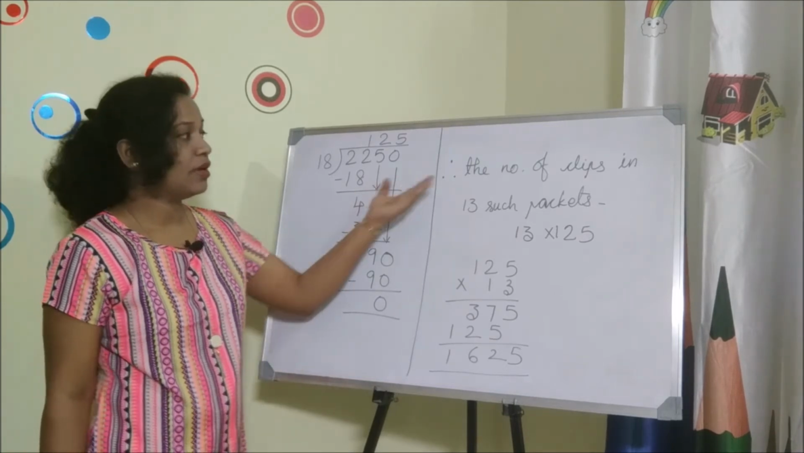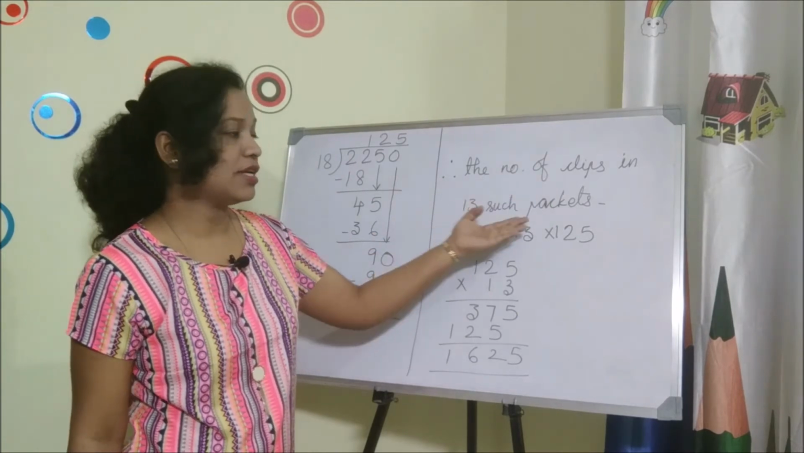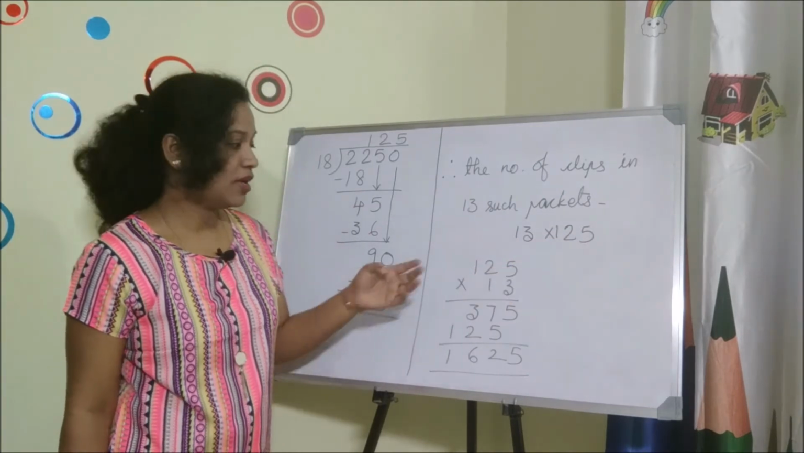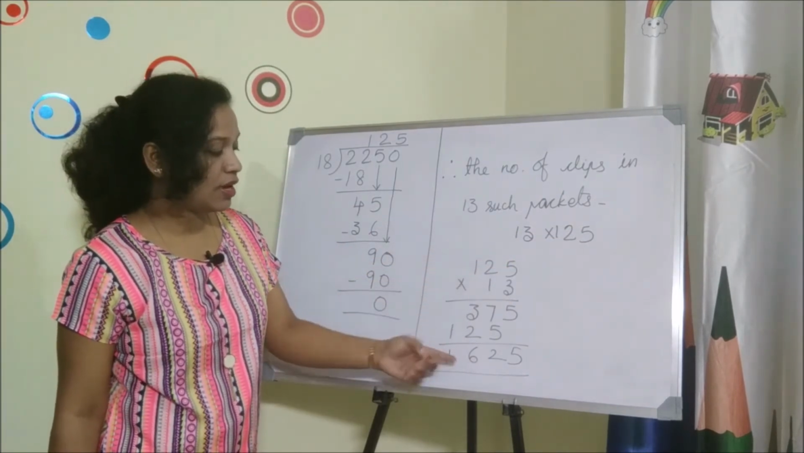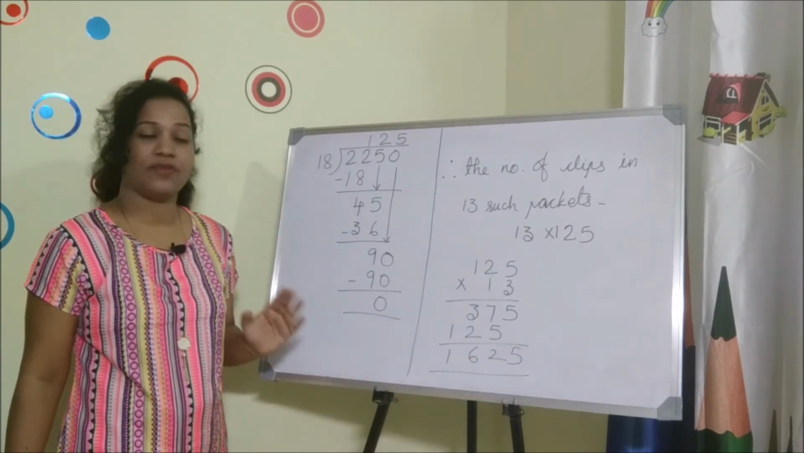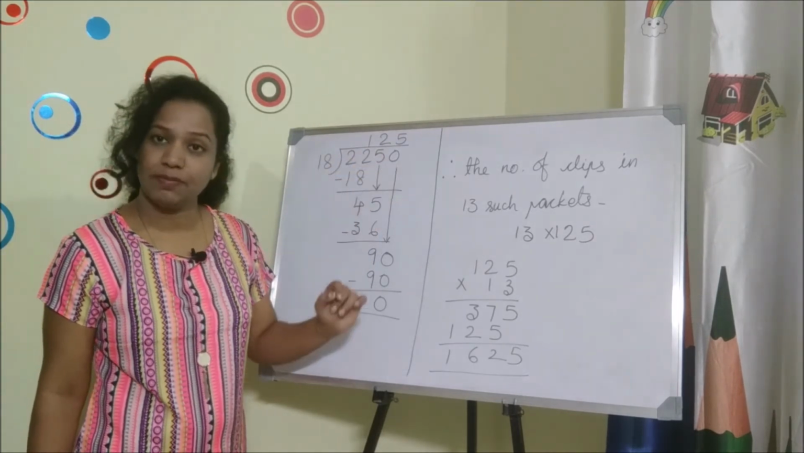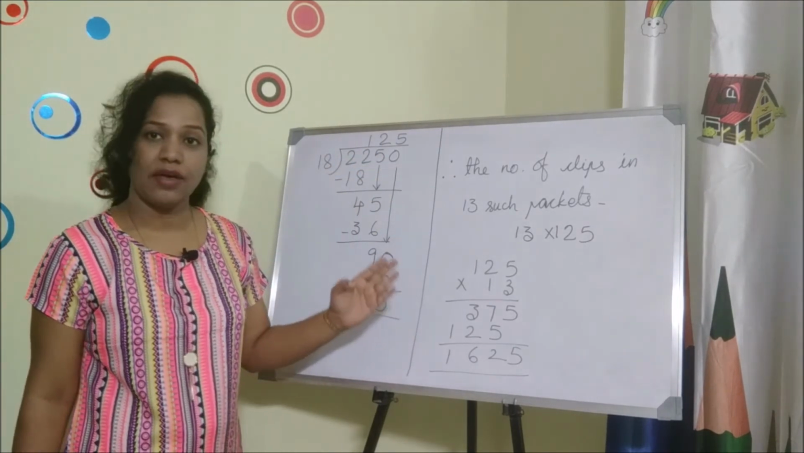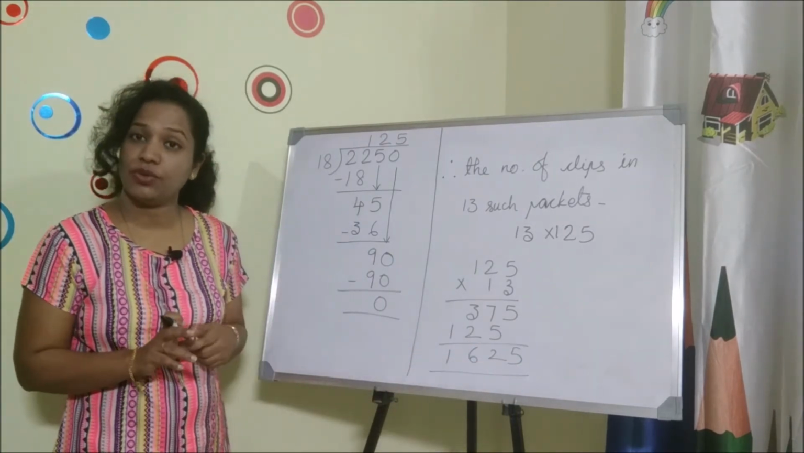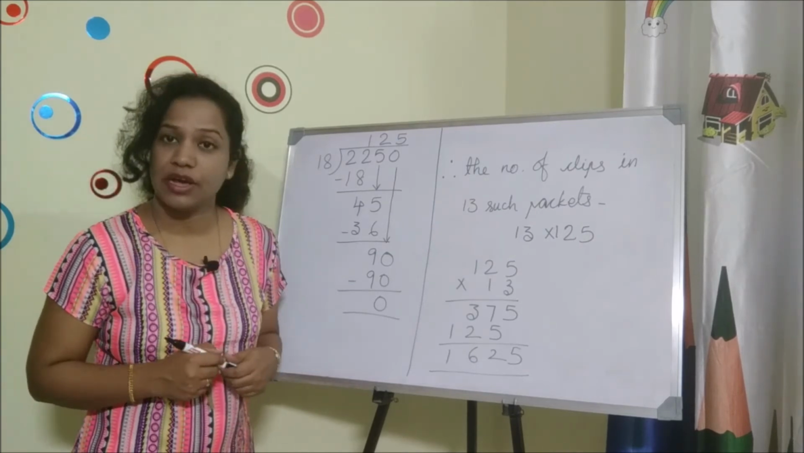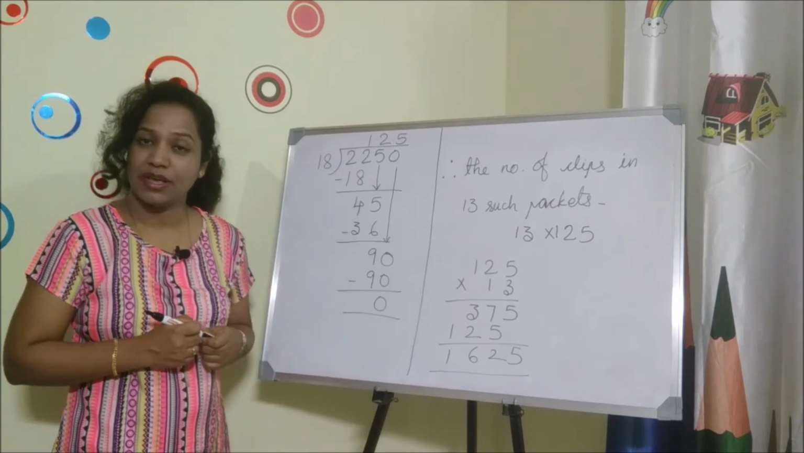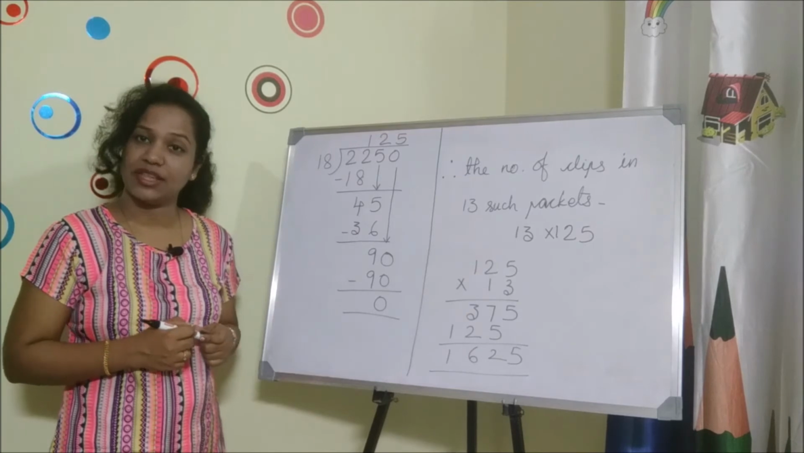How do we find how many clips are there in 13 packets? Therefore, the number of clips in 13 such packets is 13 into 125. So, 125 into 13 we get 1625. So, in 18 packets there were 2250 clips. But in 13 packets we will have 1625 clips. So, how did we do this? First, we should find out the number of clips in one packet. Then we should multiply that by 13 to get the answer.